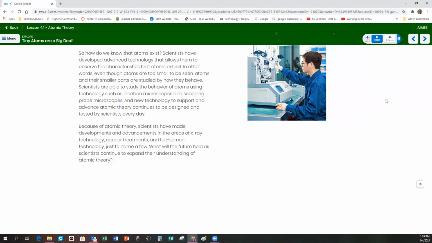New technology to support and advance atomic theory continues to be designed and tested by scientists every day. Because of atomic theory, scientists have made developments and advancements in the areas of X-ray technology, cancer treatments, and flat screen technology, just to name a few. What will the future hold as scientists continue to expand their understanding of atomic theory?